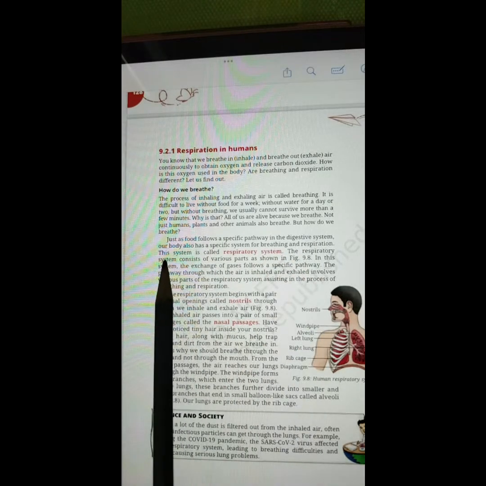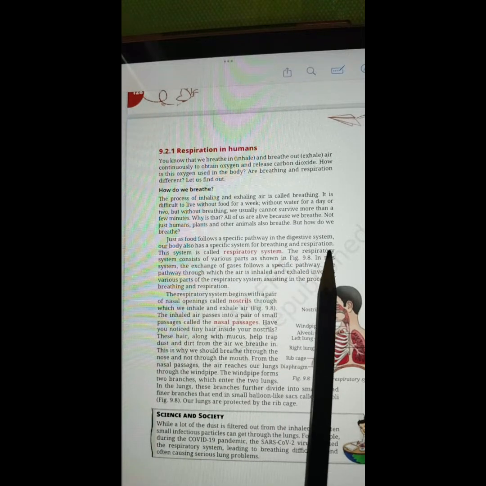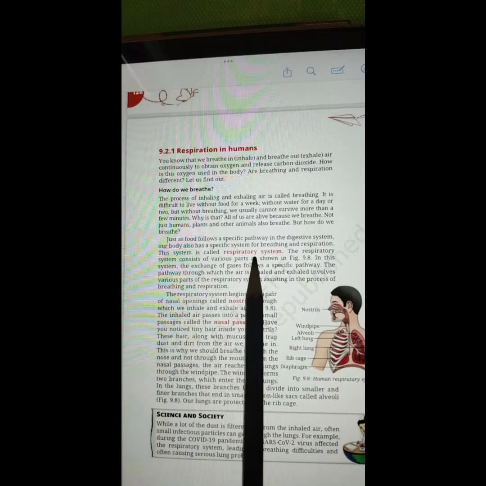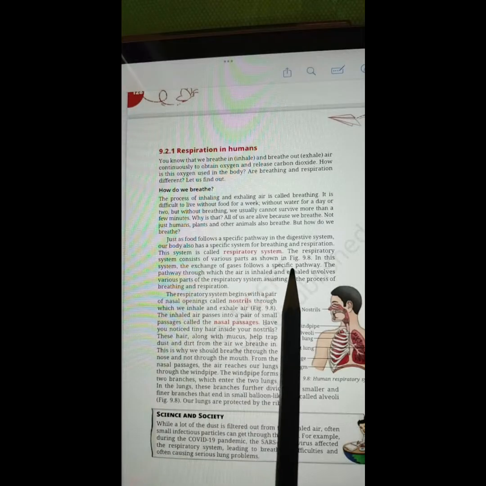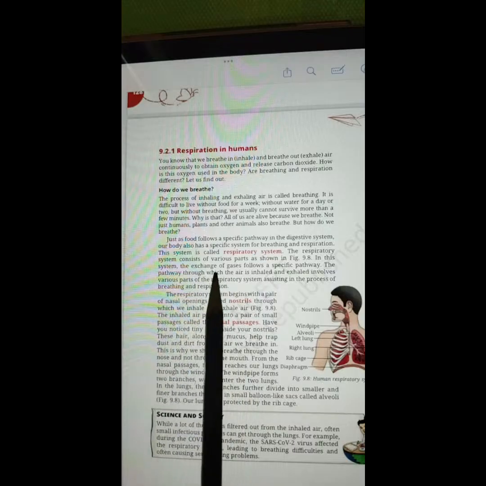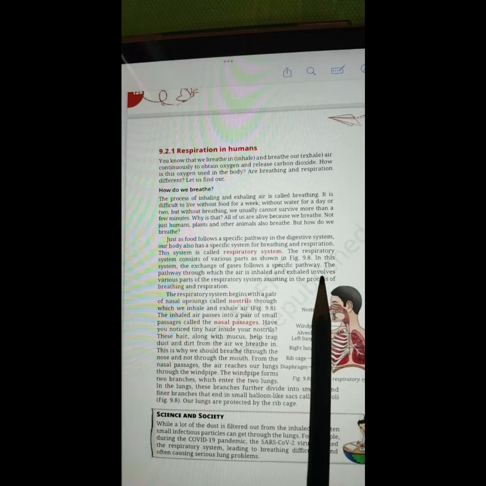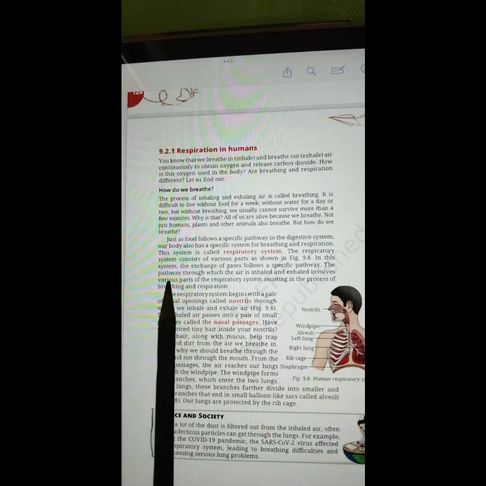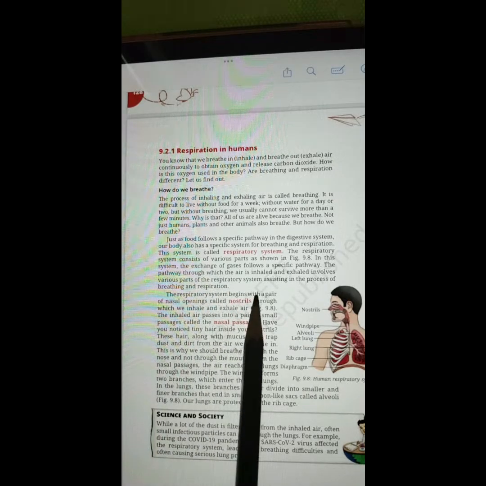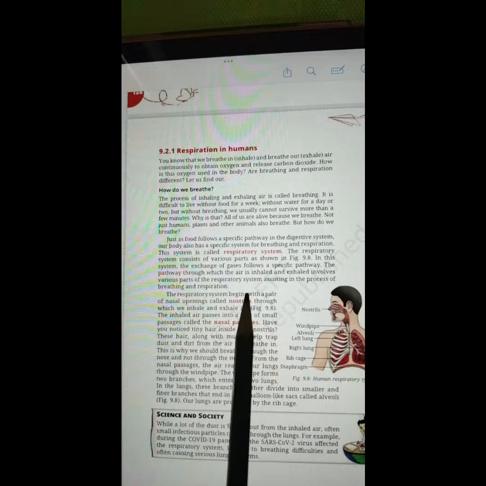Just as food follows a specific pathway in the digestive system, our body also has a specific system for breathing and respiration. This system is called the respiratory system. The respiratory system consists of various parts as shown in figure 9.8. In this system, the exchange of gases follows a specific pathway. The pathway through which the air is inhaled and exhaled involves various parts of the respiratory system assisting in the process of breathing and respiration.